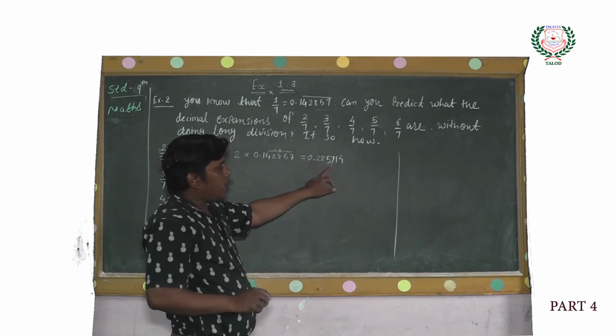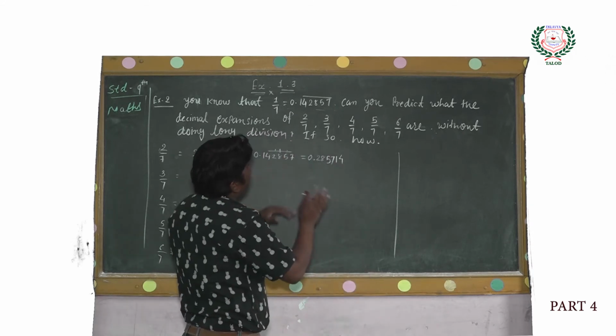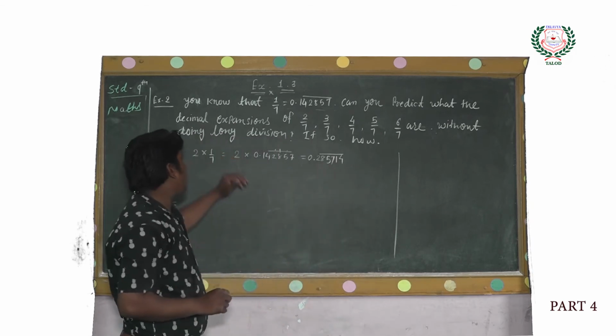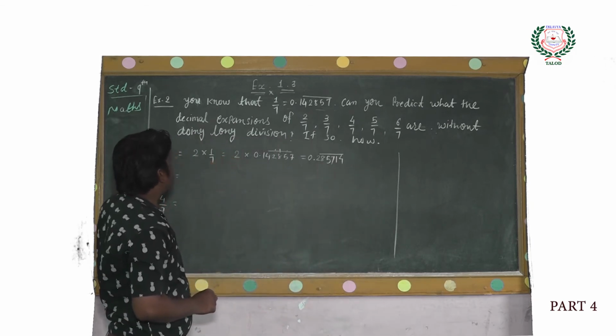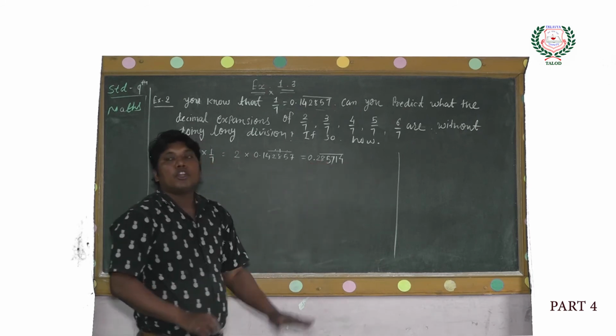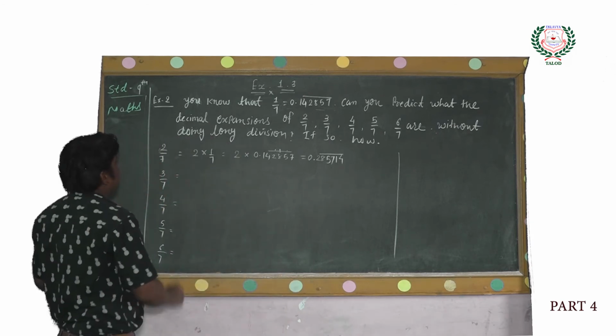So 285714 and it should be repeating. It is repeating. So you have put the gap. So your answer is 2 by 7 is equal to 0.285714 non-terminating repeating. Clear? Okay. Like that.